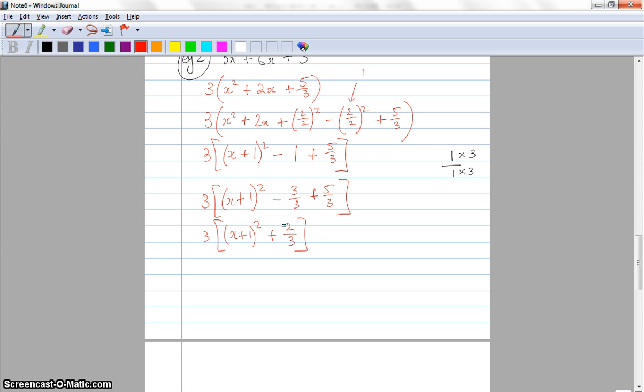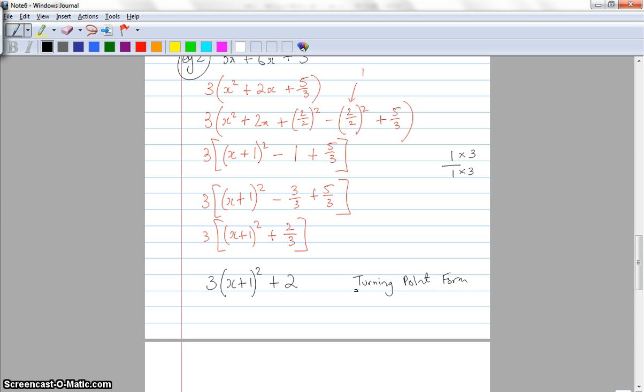The only thing that I potentially might do, just to tidy it up a little bit, is that I can multiply the 3 back into the bracket. So it becomes 3 times (x plus 1) squared plus 2, because the 3 is multiplied by the 2 on 3. Now some of you might recognize this kind of expression. That is in turning point form, if we were going to sketch the quadratic.